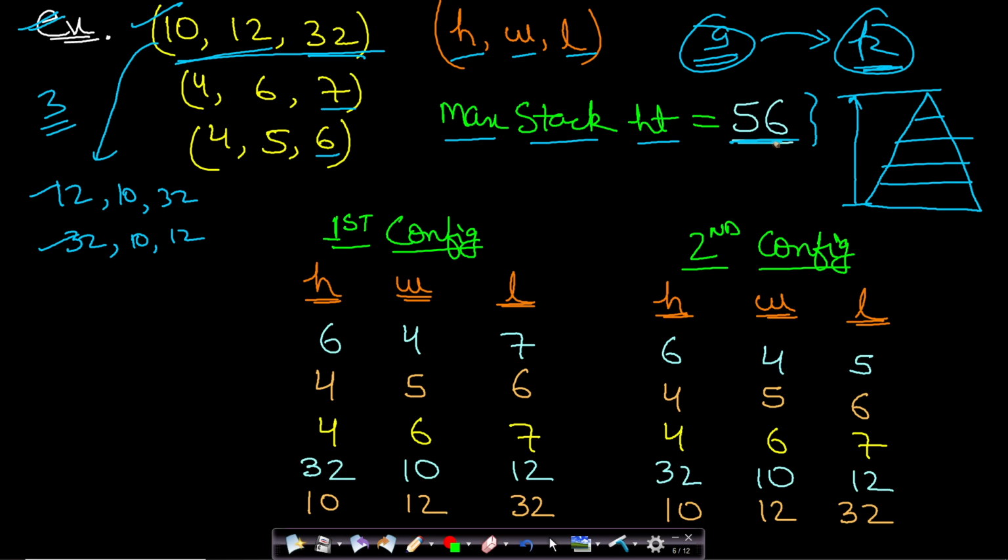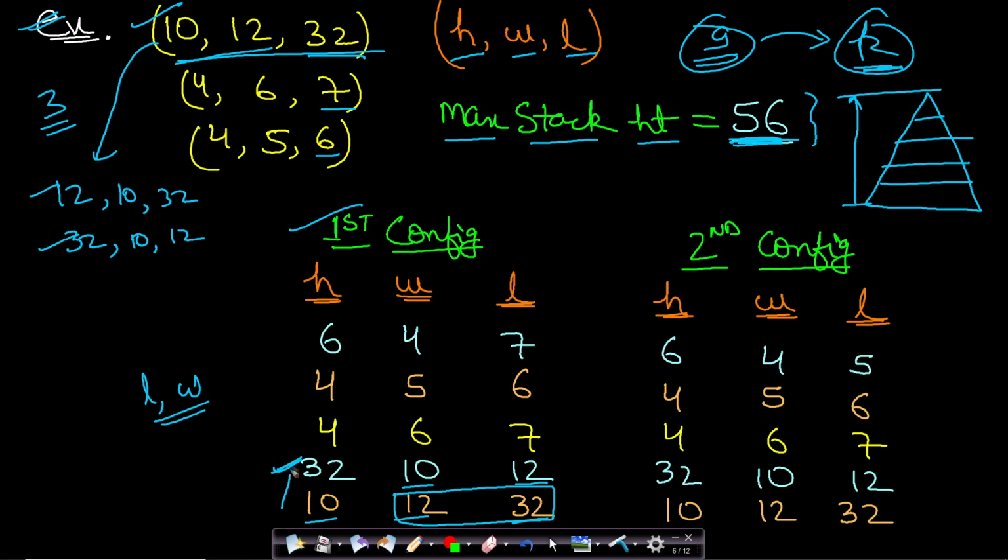Now in this case, the maximum height which can be formed is 56, and the first configuration to form this height 56 is if you put this 10, 12 and 32 at the base, because this is having the highest area and also the highest strict dimensions based on L and W, right? Now you can put this second last one on top of this one because this is having the second largest area and also the second best strictly decreasing dimensions, right?